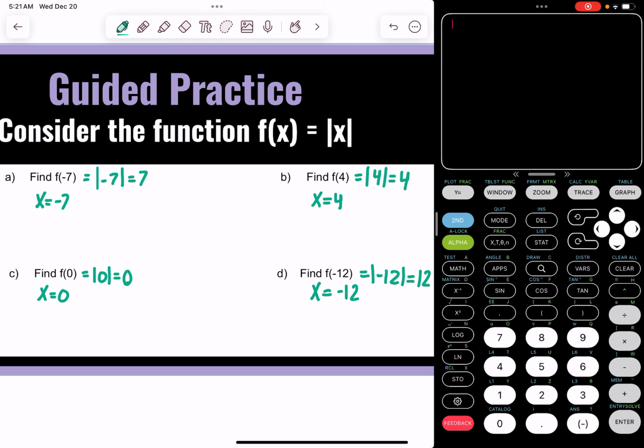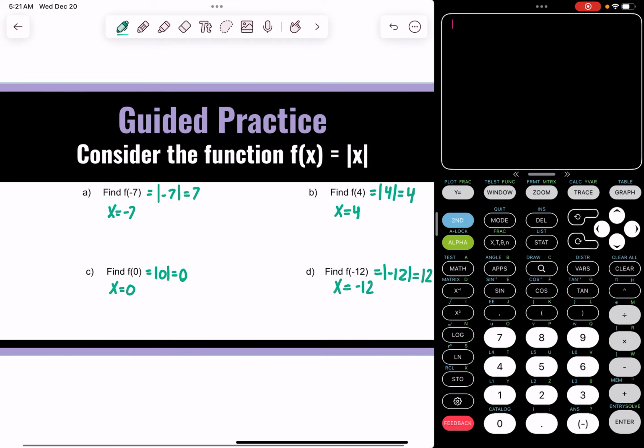Pretty simple. We could have also just typed into our calculator that x equals these values and then typed in the function. We could have also typed the function into the graphing key, then gone to table and looked for these x values.